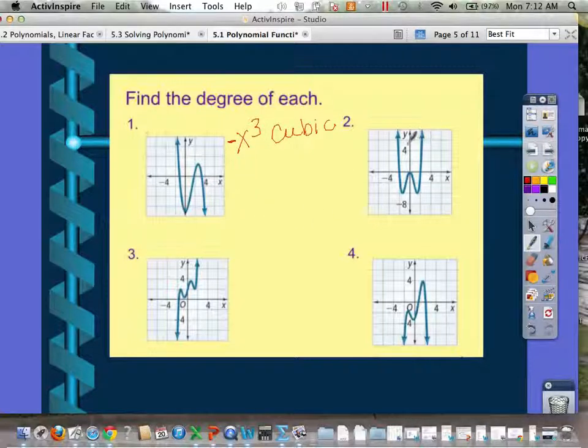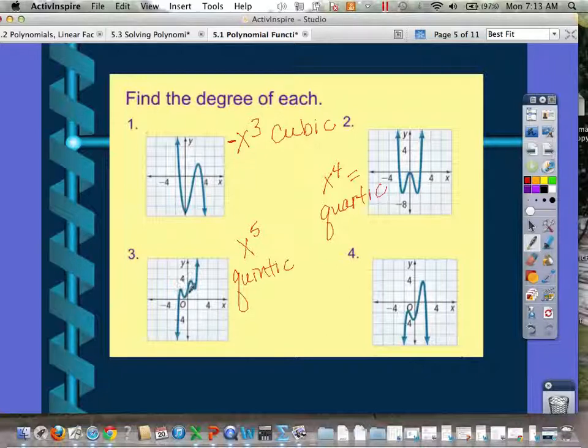All right, look at number 2. It's a W. That means it's got one parabola and one parabola. The end behavior is going in the same direction, both going up. So this one would have to be a positive x to the fourth, which would be a quartic. And this one over here has one bump, two bumps, so that's 4 plus a turn. So this one's going to be a quintic. That would be an x to the fifth degree.